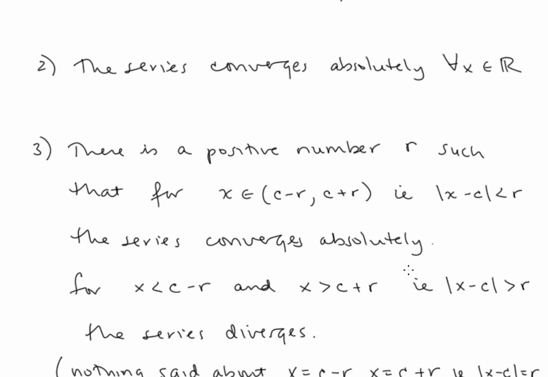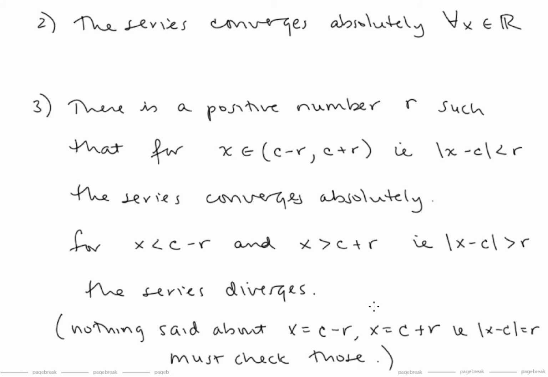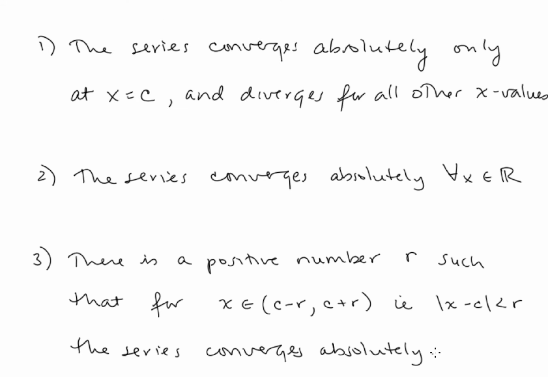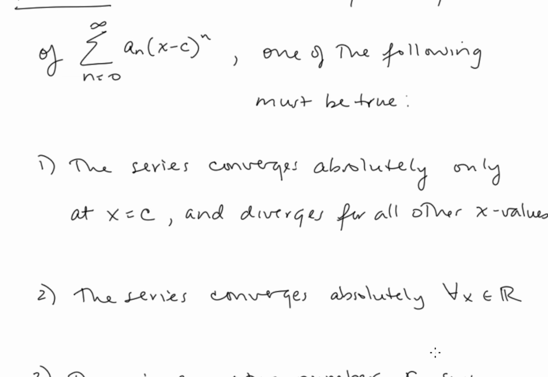Notice that here, nothing is being said about the case when x is equal to c minus r and x is equal to c plus r. Right, we're talking about the open interval here, and then we're talking about open intervals outside of that. But what's happening when absolute value of x minus c is equal to r? This is when L in our ratio test, L is equal to 1, and we have to check these points separately. So for all of our power series, one of these cases is going to be true.